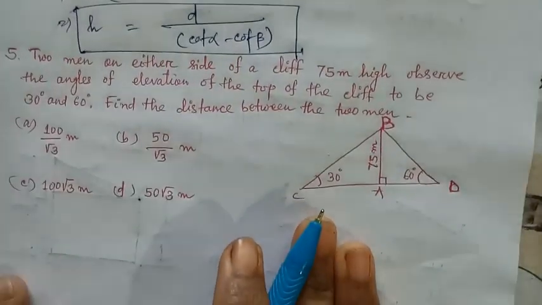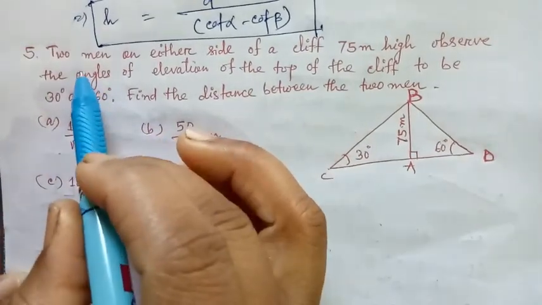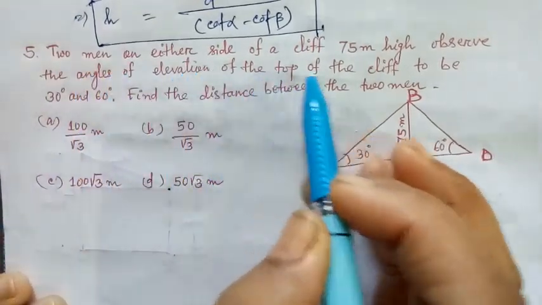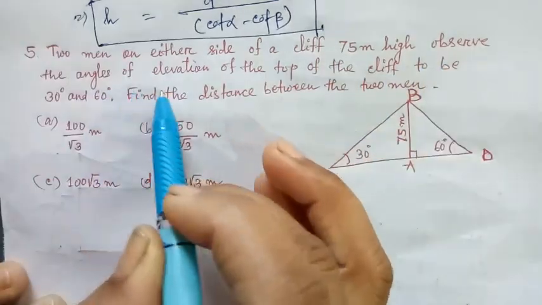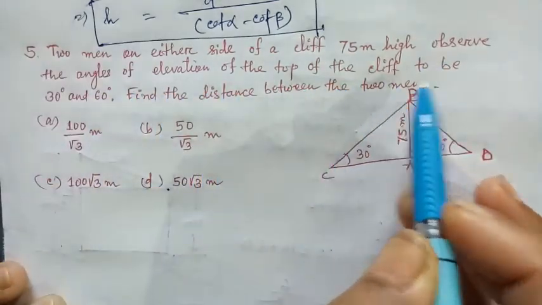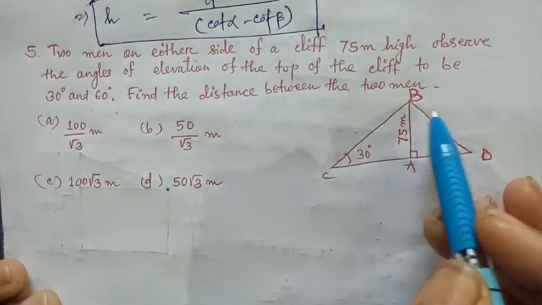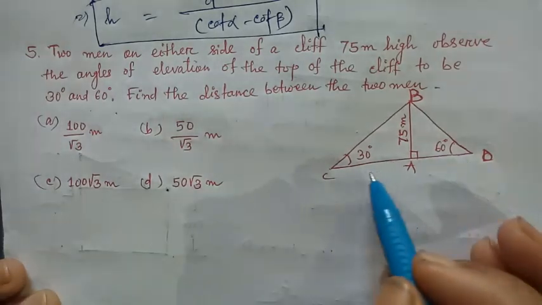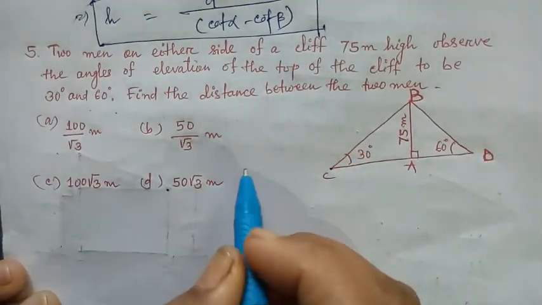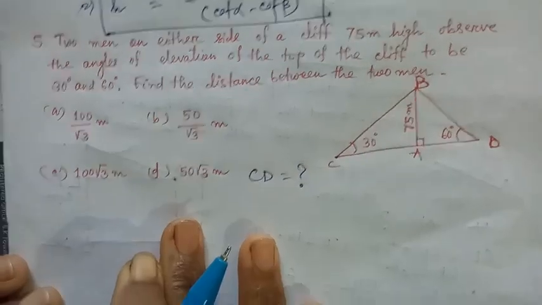Okay, next question number 5. Two men on either side of a cliff 75 meter high observe the angles of elevation of the top of the cliff to be 30 degree and 60 degree. Find the distance between the two men. Figure is given. The distance between two men means CD. We have to find out CD distance.